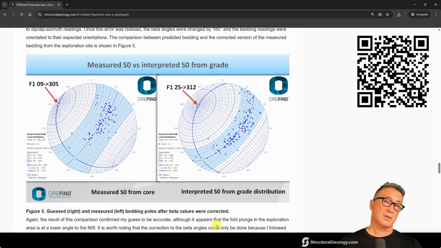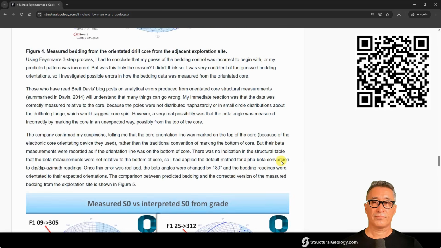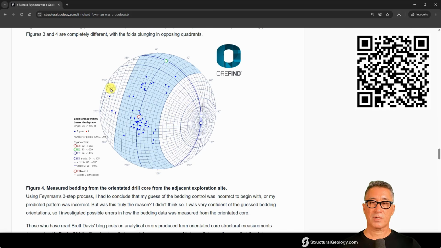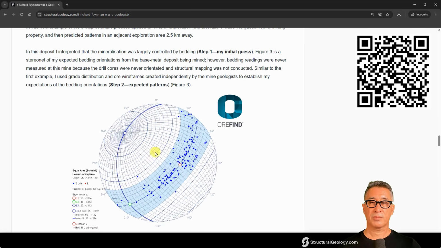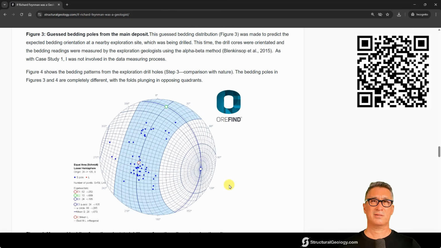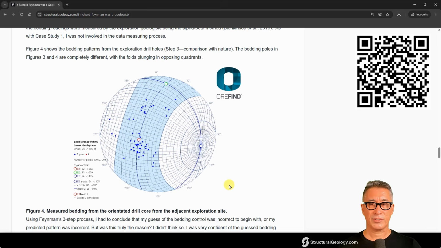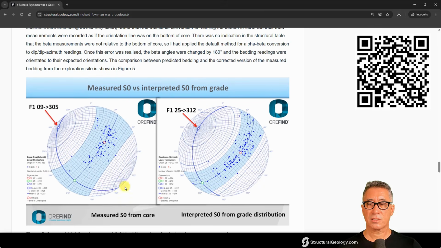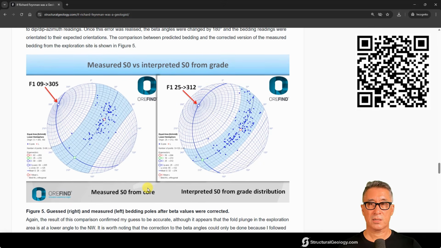So before, the plunge differed, right? There's one plunging one way and the other one plunging the opposite direction. It just didn't make any sense. We knew that the plunge was to the northwest just by looking at the data. So when we did this correction, it looks correct now.